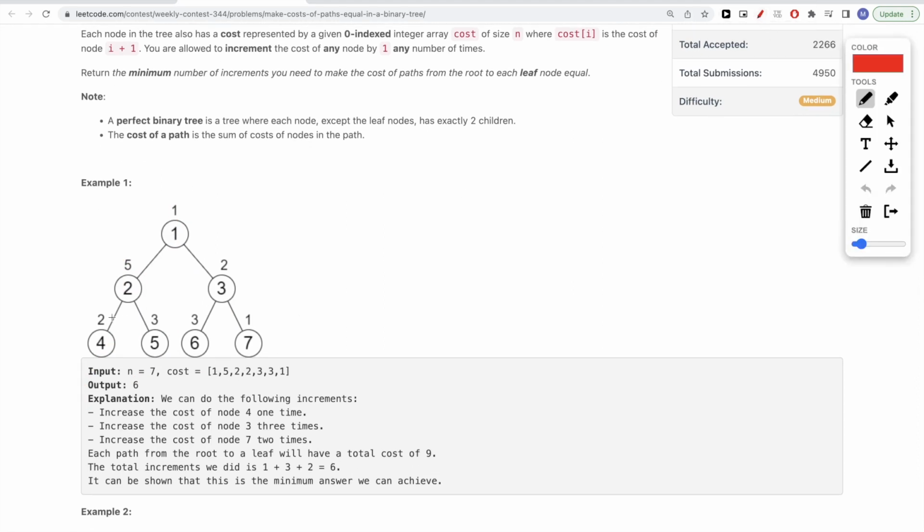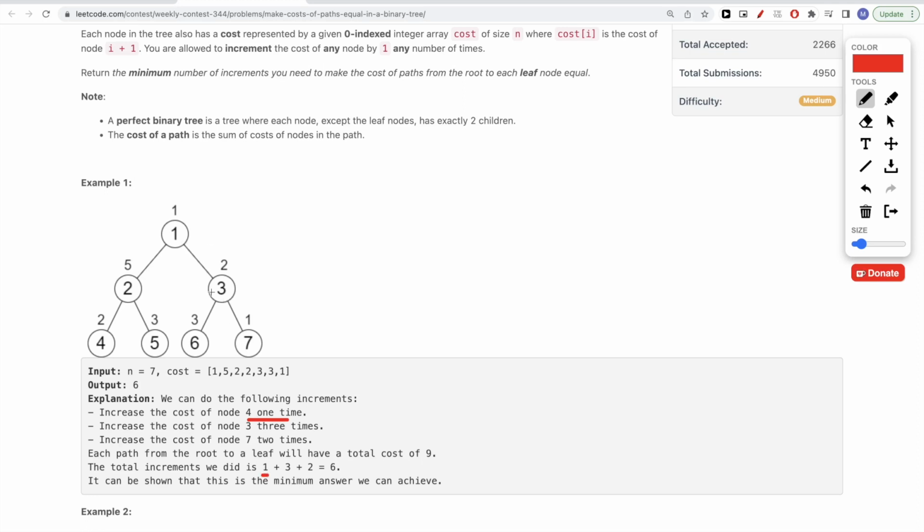So for example, in this case, what we need to do is first we need to increase the cost of this node, right, 1 time, so we need to make it 3. Once we make this 3, then at least this path here and this path here are equal, right? Because they would be 1 plus 5 plus 3 each. So we need to increment 1 time already, so that's the one here.